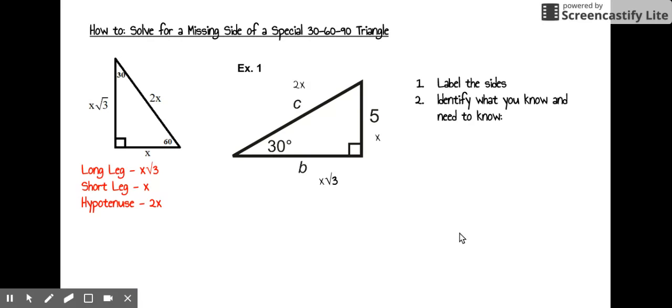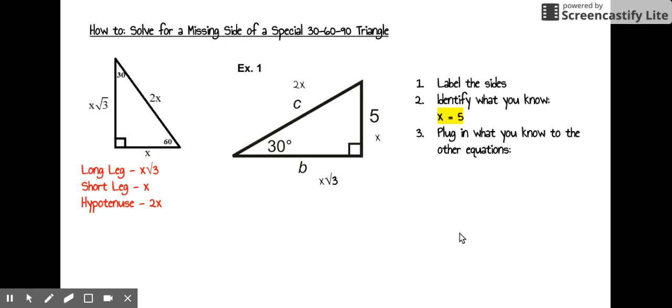The second step, what I always like to do, is identify what I know and what I need to know. What we know is that x is 5. What we need to know is what b and c are. Can we find out what b and c are, knowing that x is 5? Yes, we can. As long as you know what one of the 3 sides of this special right triangle is, you can figure out the other 2 sides super easily. So we know that x is 5.